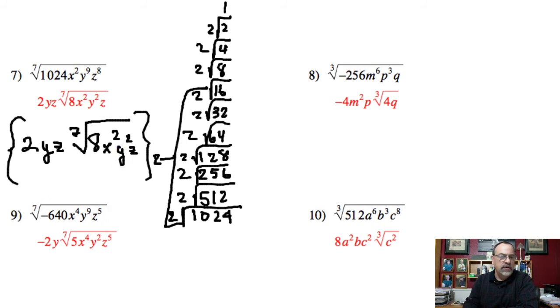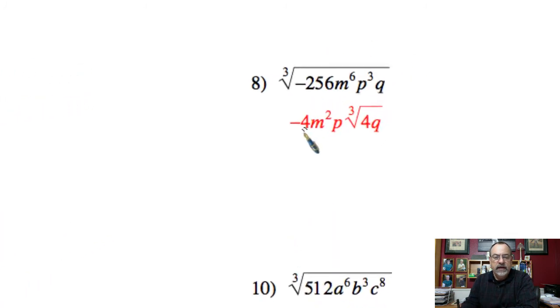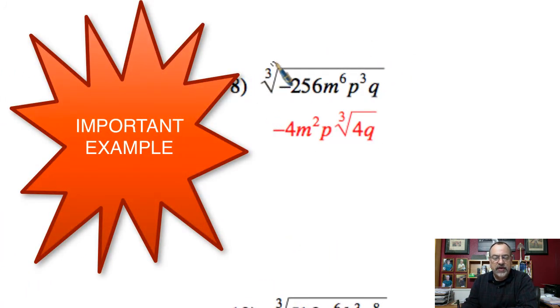Okay, I would do one more and then we'll wrap this up. Let's do this one because this is something interesting. Now I notice that this is a cube root. It's an odd root, so a negative radicand is okay. Now, what you need to think of this as is this is actually a negative 1 times 256.